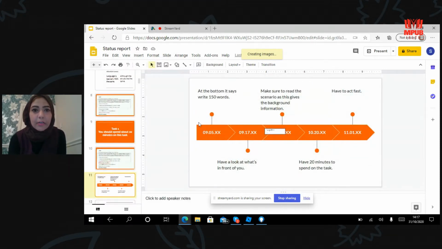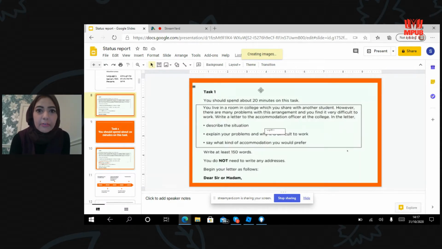So let's have a look. At the bottom it says write 150 words. Make sure to read the scenario as this gives the background information. So the part that's in the box, this over here, is the scenario. So make sure that you read this. Read this a couple of times, this part in the box. Make sure to read that really well.